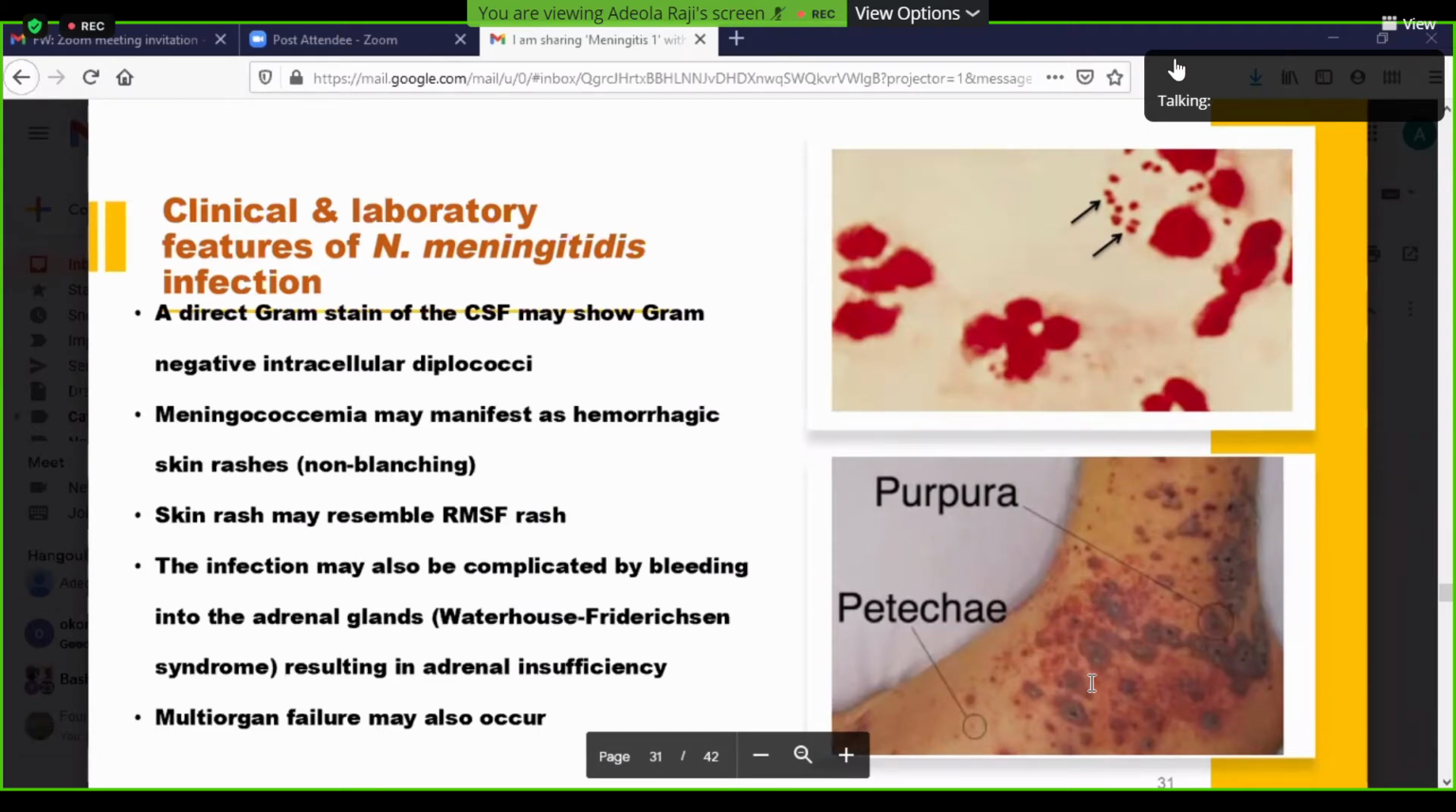Now, the infection may also be complicated by bleeding into the adrenal glands. That is the Waterhouse-Friderichsen syndrome, resulting in adrenal insufficiency. You may also have the patient presenting with multiple organ failure.